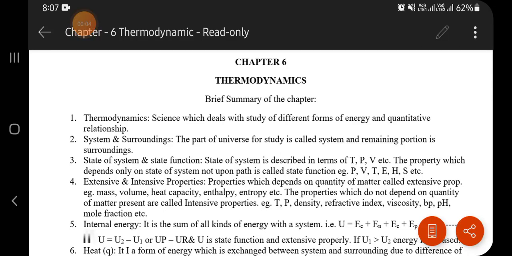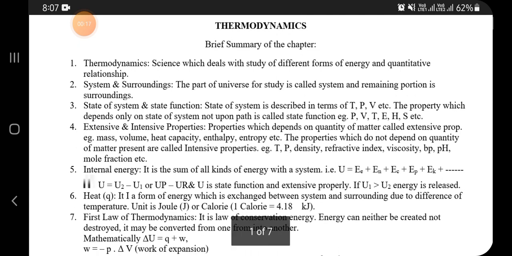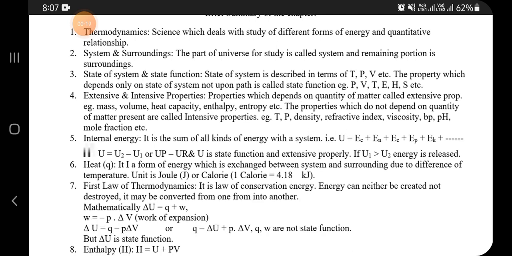In this video lecture, we will cover a new chapter of chemistry, that is thermodynamics. So basically, what is thermodynamics? It is a science which deals with the study of different forms of energy and quantitative relationships. There are two types, system and surroundings. The part of the universe for study is called system and the remaining portion is surroundings.